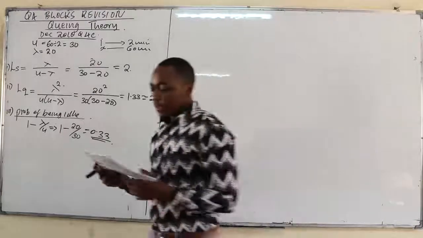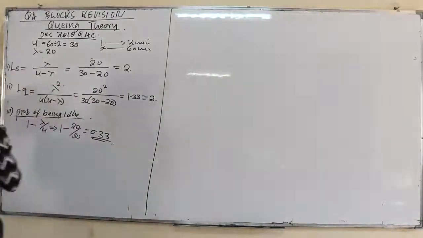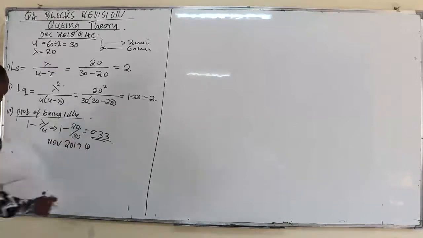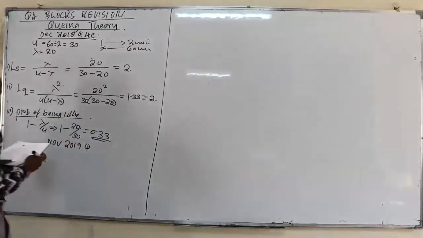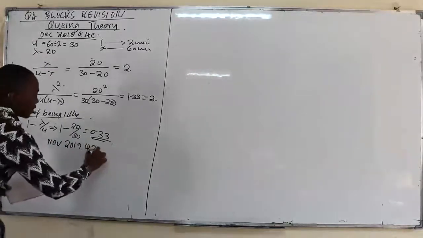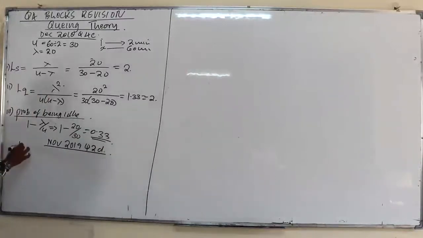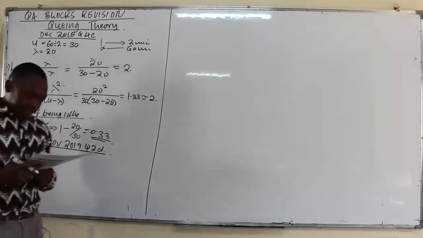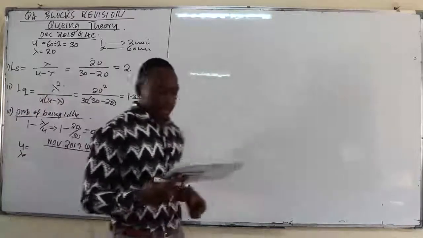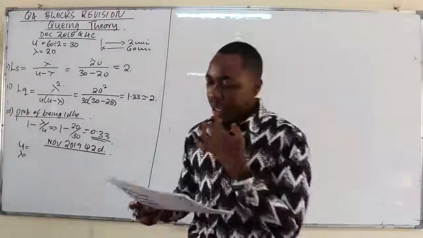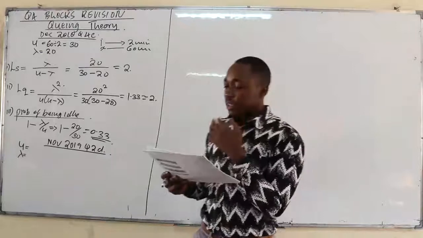So let's do November 2019, question 2D. You get the service rate, you get the arrival rate. Kindly make sure you're not copying. First of all, I'll give you time to take a screenshot.